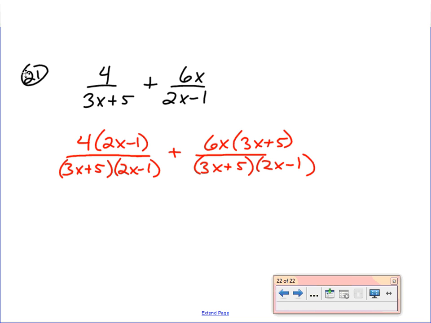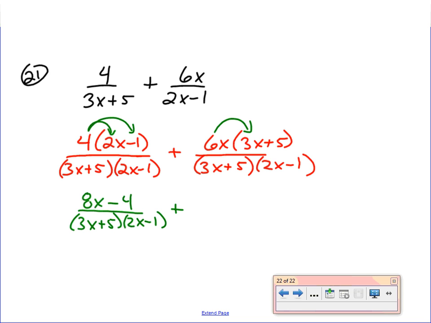The first fraction, if I use some distributive property, 4 times 2x is 8x. That's these two right here. 4 times a negative 1 is a negative 4. Remember, the denominator is still the same. That hasn't changed. Let's do some more distributive property over here. 6x times 3x is 18x squared. 6x times 5 is, or multiplying, 30x. The denominator is still the same. That hasn't changed.